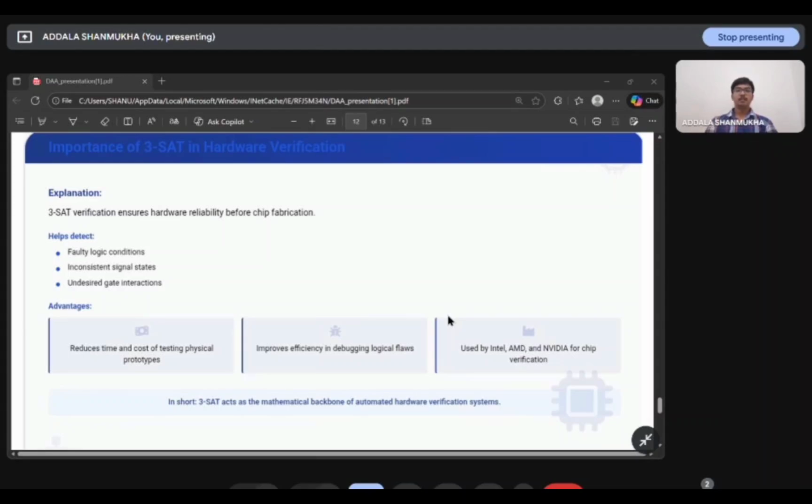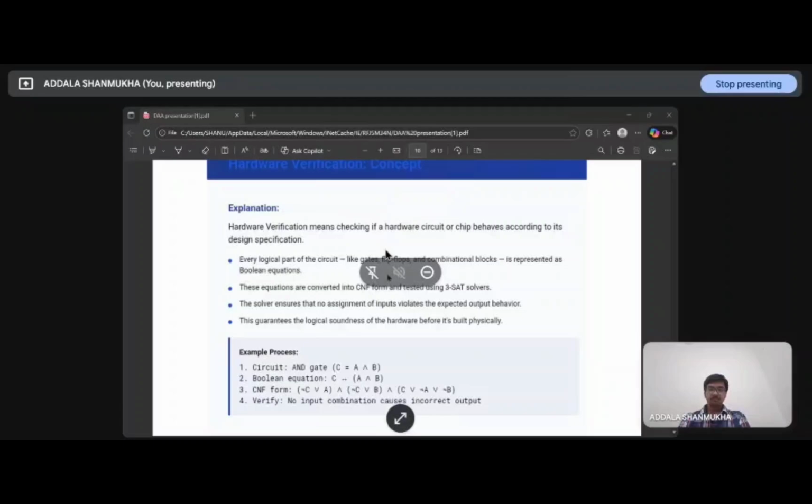To end my presentation, 3-SAT is not only a theory topic but also a powerful tool used in real hardware for circuit verification and chip testing, by converting hardware design into a SAT problem. On this slide: how do we ensure a hardware circuit always behaves according to the specifications? The solution is to convert every part of the circuit into Boolean equations and verify using SAT.